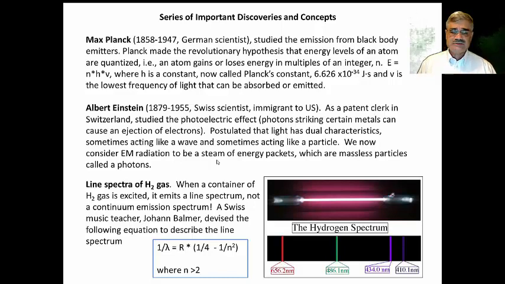Again, its value is 6.626 times 10 to the minus 34 joule seconds. And nu is the lowest frequency of the light that can be absorbed or emitted in that equation.